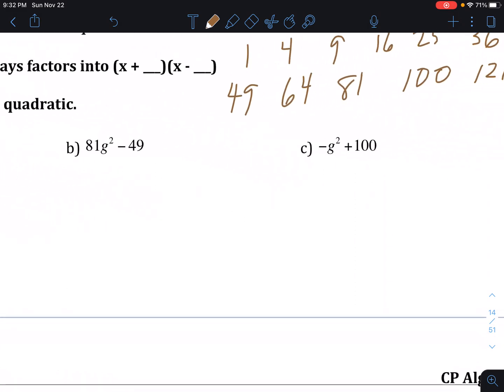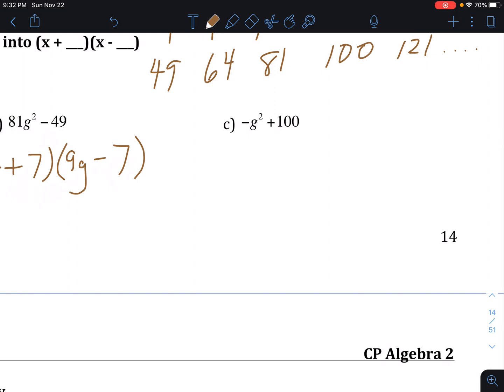Letter B, they are perfect squares as well. So two parentheses with a plus minus. Now, 81g squared, you square root that to have 9g in both parentheses. And then the square root of 49 gets 7's.